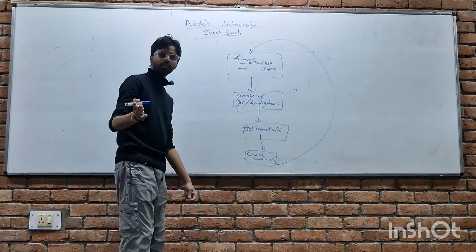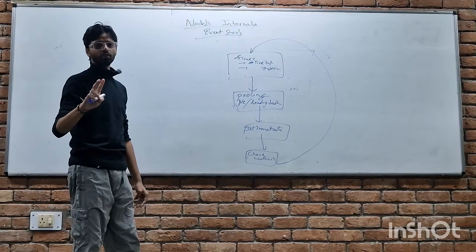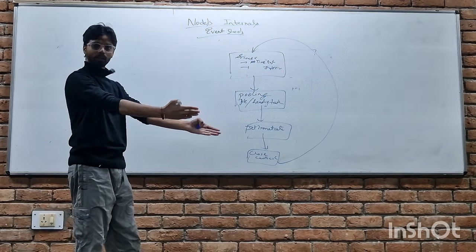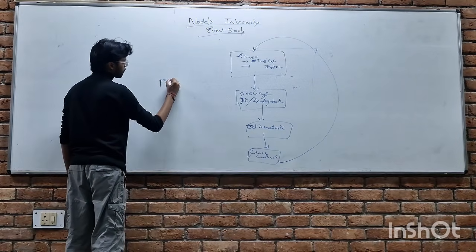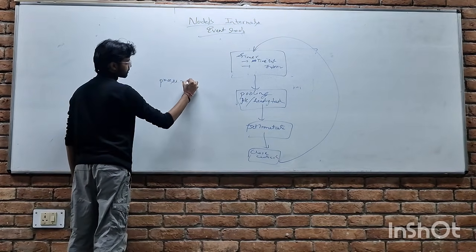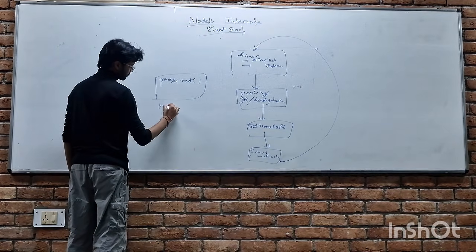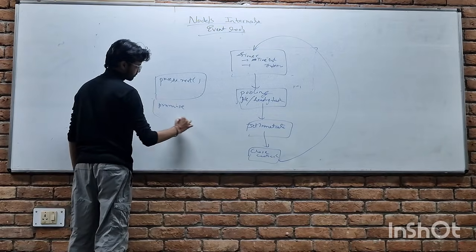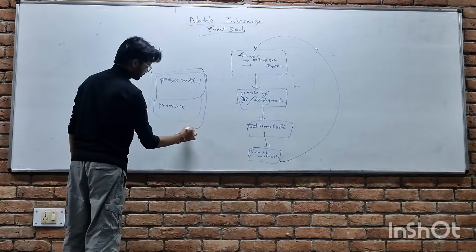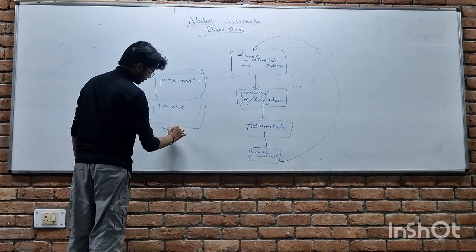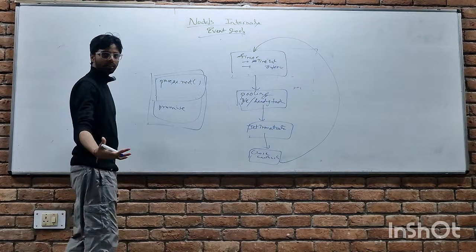And one more thing: there is a microtask queue, which is not part of the event loop, but it is a part of Node.js. It consists of process.nextTick, and the second one is promise. Combined, I can call it the microtask queue.